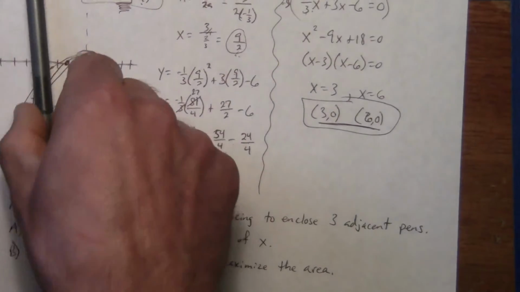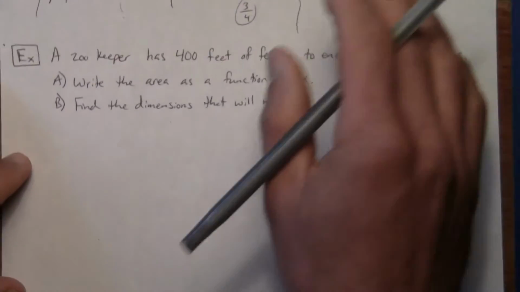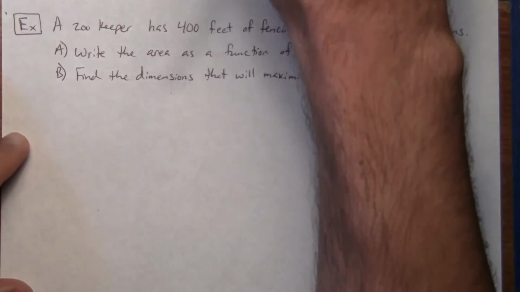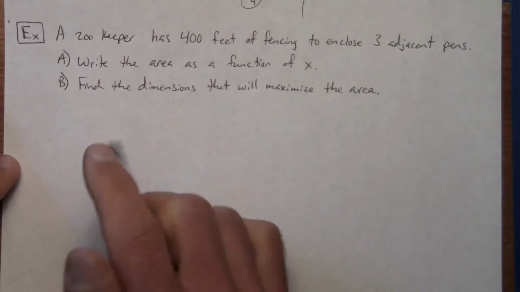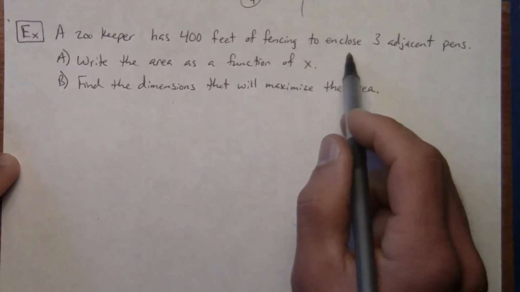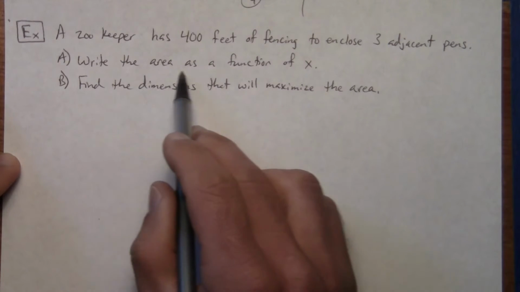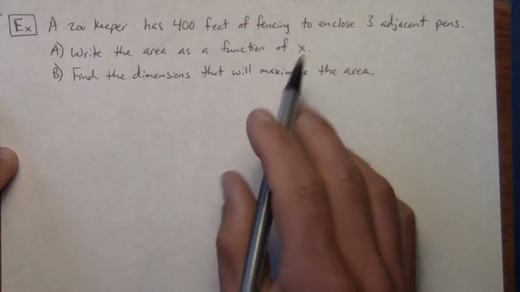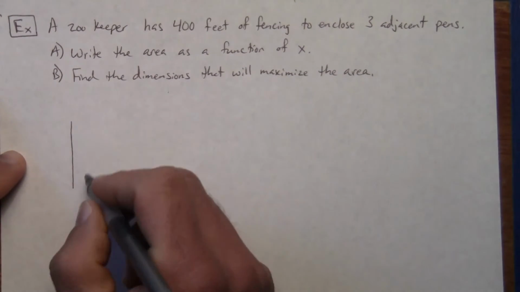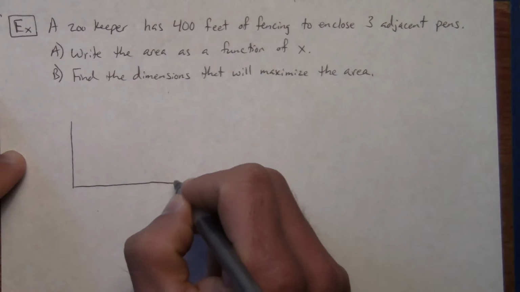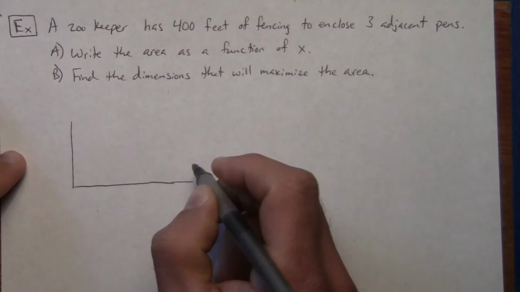Then I'm going to jump down to the last question that we'll look at for this particular section. And that, like I said, goes along with number 75. The zookeeper has 400 feet of fencing to enclose 3 adjacent pens. It wants you to write the area as a function of x. Now for 75, they give you a picture of what they're talking about, so it makes it a little easier. I'm just going to go ahead and draw one out.